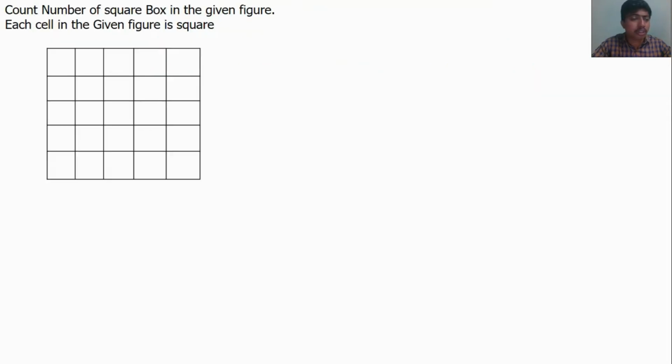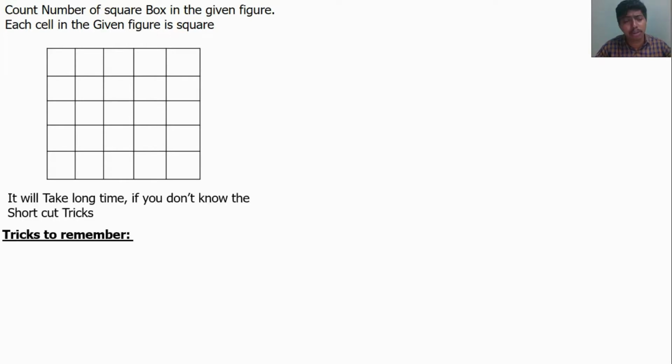This is a question. We have to find the number of square box. Definitely, it will take very long time without knowing the tricks. If you remember these tricks, you can solve this problem very quickly. First step, we have to mark the number of row and column numbers. Here 1, 2, 3, 4, 5 number of columns are there, and rows 1, 2, 3, 4, 5. First we mark the row and column number. Okay, this is the first step.